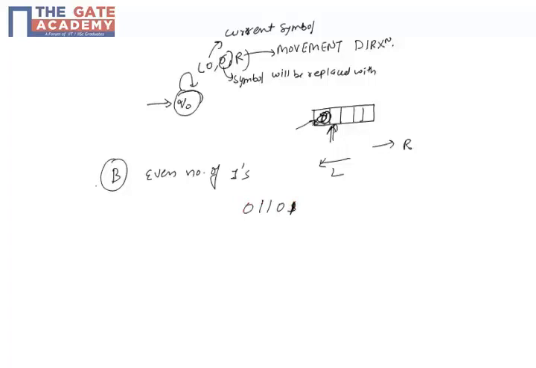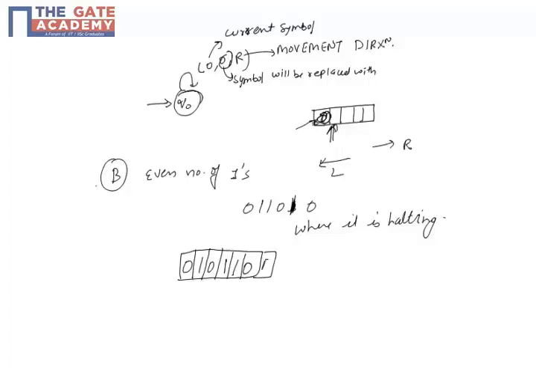Now what you can do for this kind of question is take a sample string and see where it is halting. Let's say we take an odd number of zeros with an odd number of ones, and see if it holds or not. We have put our end marker at the end of the string.